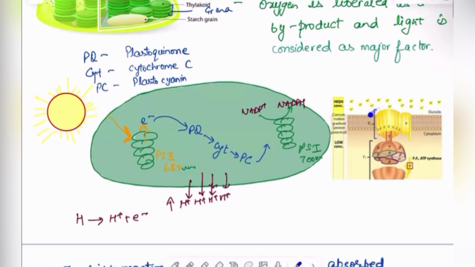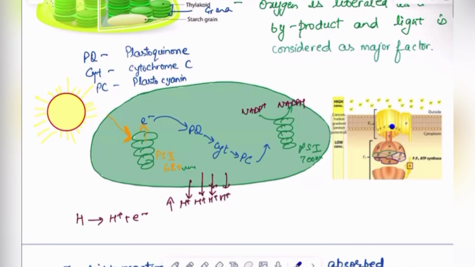There is a parallel system. This is an ATP synthase complex. This is not part of this electron transport chain, but it is just present parallel to it. ATP synthase complex has two subunits, F1 subunit and F0 subunit. This is just like a ceiling fan. These are the blades of the fan which rotate.